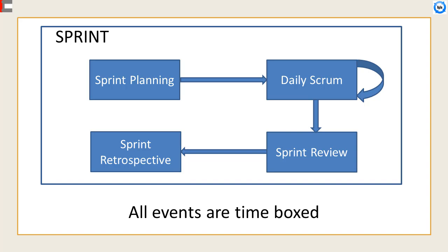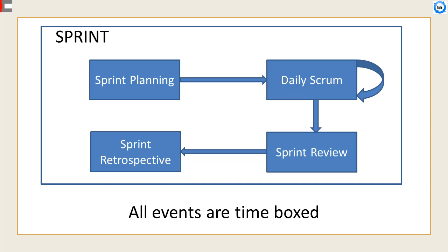The heart of Scrum is the sprint, a time box of 1 month or less during which a done, usable, and potentially releasable product increment is created. Sprints best have consistent durations throughout a development effort. A new sprint starts immediately after the conclusion of the previous sprint.